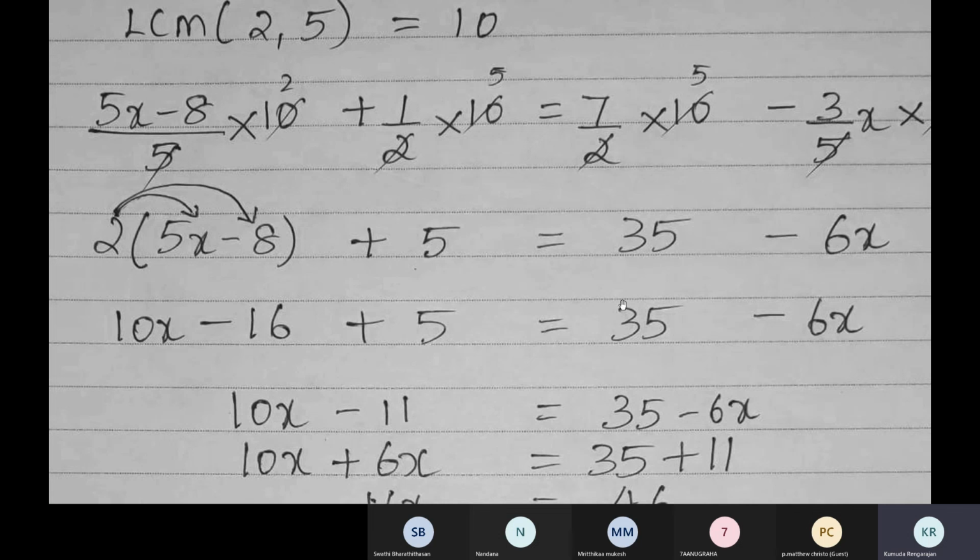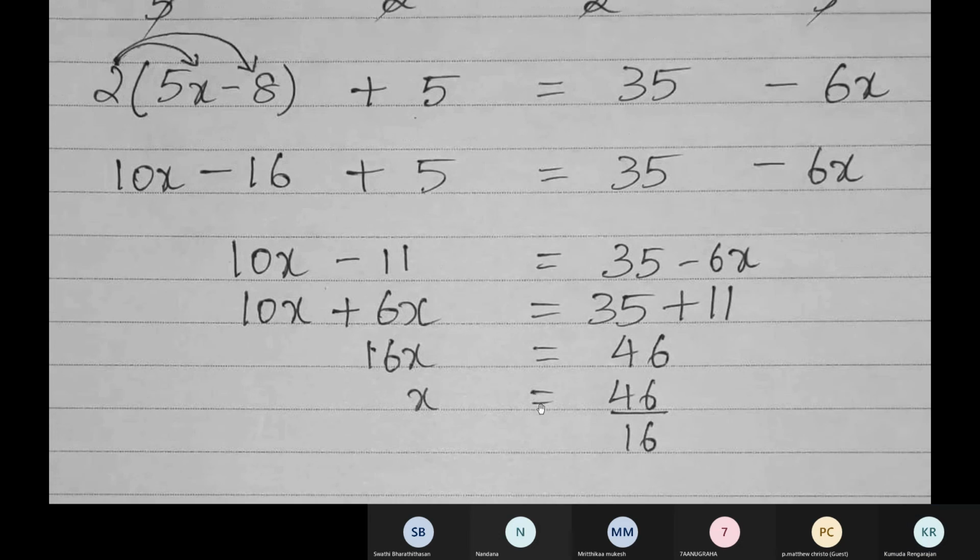So let's have 10x. See here, 10x is on the same side, the left hand side. And this minus 6x moves to the left hand side. From the right hand side, it's coming to the left hand side. So it will come as plus 6x. 10x is 10x, it's not minus 10x. But who's moving? Minus 6x. It's actually in the right hand side, after the equal to sign.